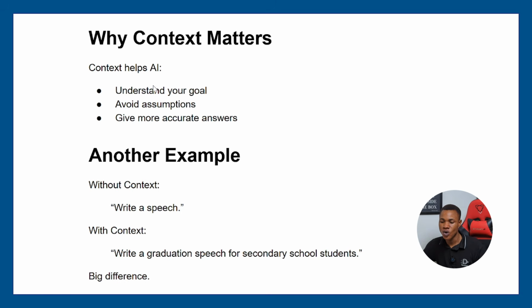Is that okay? So why context matters is that context helps AI to understand your goal and avoid assumptions. It gives more accurate results. Is that okay? Another example is write a speech. You can see: write a graduation speech for a secondary school student. So if you say write a speech, it's too vague, and the AI will not understand. But if you say write a graduation speech for a secondary school student, it makes a big difference.